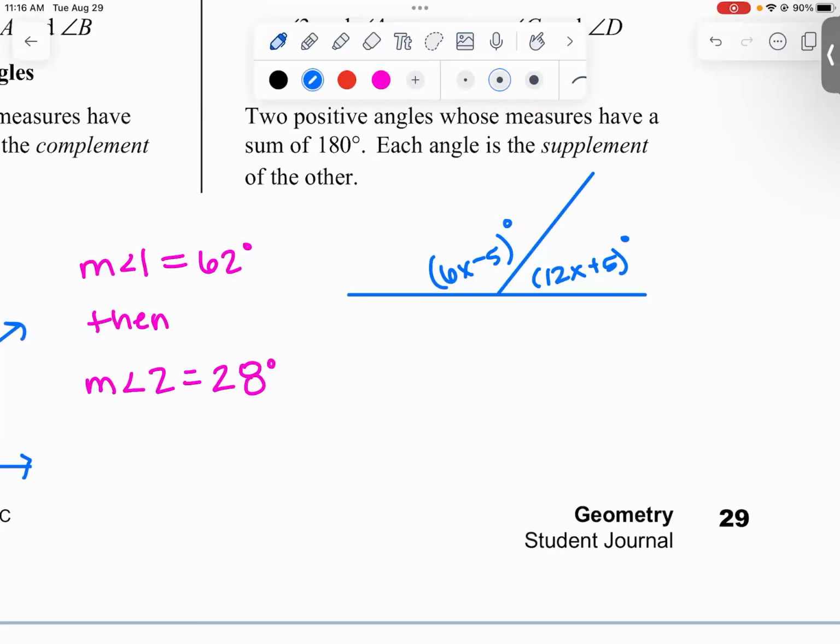Now, because they are a linear pair, we can take the measures of both angles and add them together. And we know that should equal 180 degrees. So in this case, we don't have just a measure. We have a measure in terms of an algebraic expression. So we are going to have to write an equation, okay? So this gives us, oh, well, this is nice. 18x equals 180. So x equals 10.